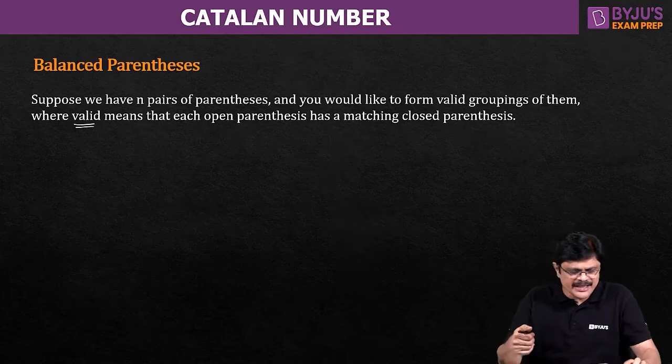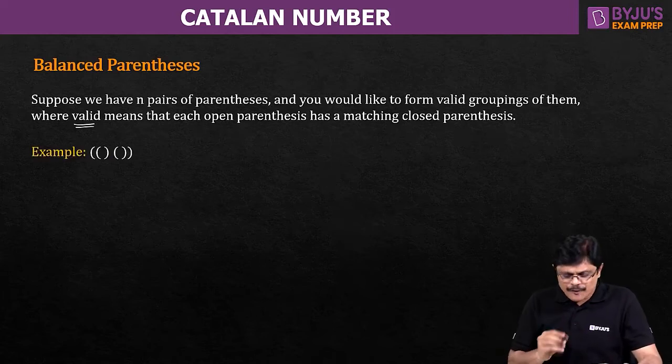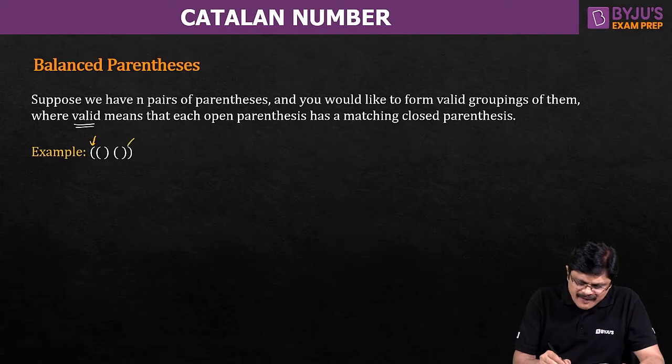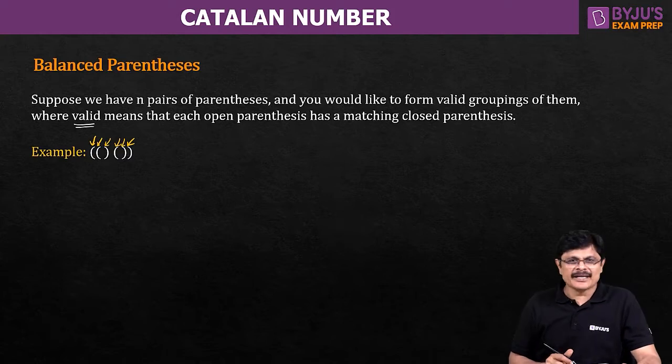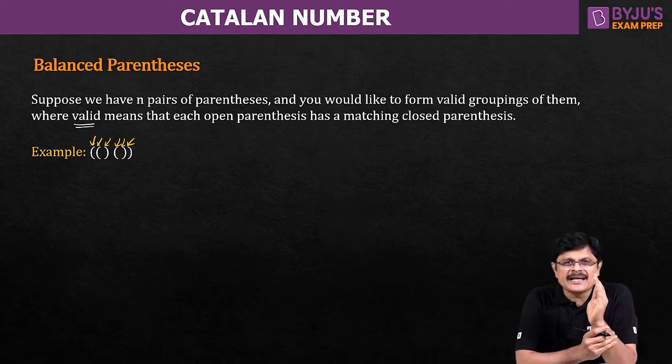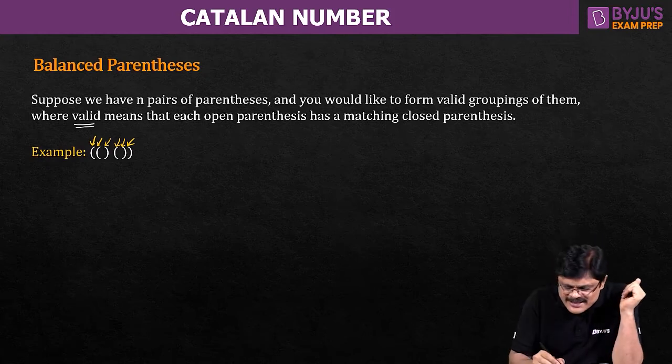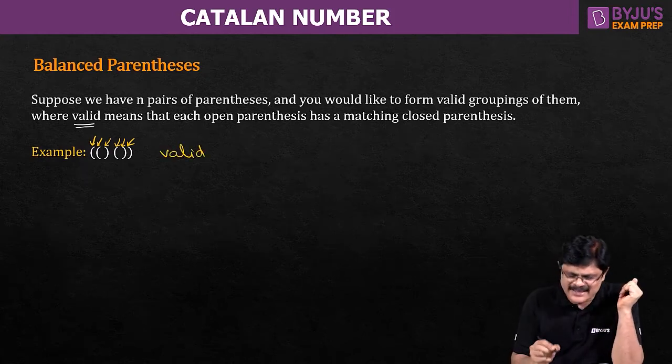Let us take one simple example. Now if you observe this particular example, is it valid or not? Let us check. This is open, and for this there is a closed one. This is open, there is a closed one. This is open, there is a closed one. So for every open parenthesis, there is an associated closed parenthesis. Therefore, it is a valid parenthesization.